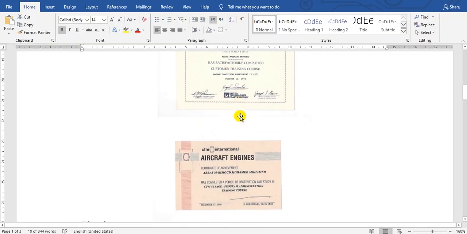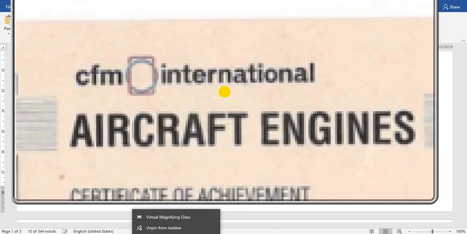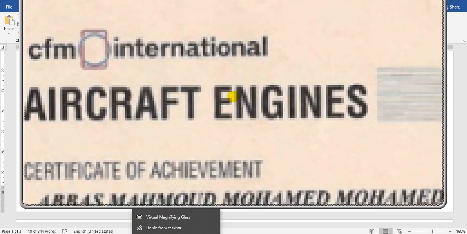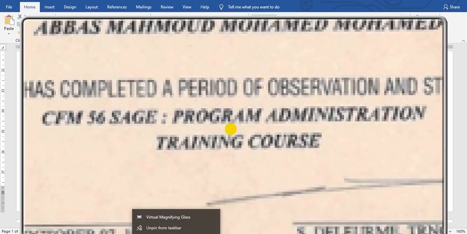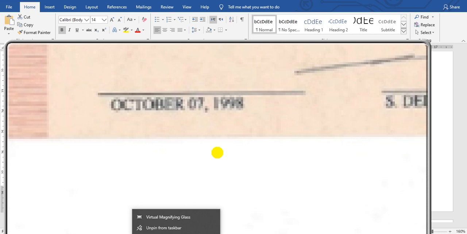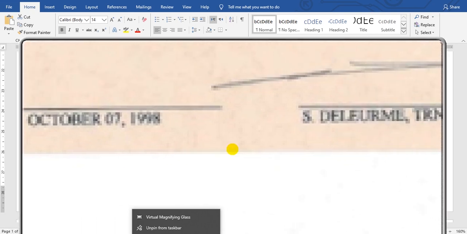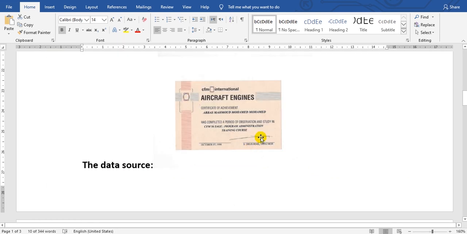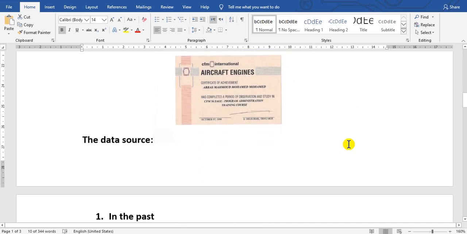The second course is from CFM International, also a certificate. The date is 7 October 1998. So they are old training courses.